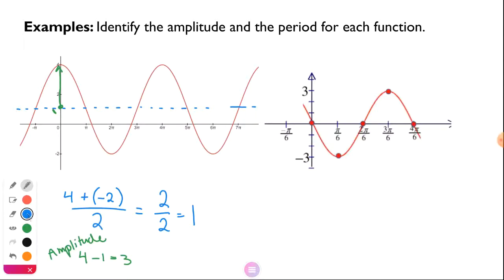The blue was the midline. And then I'll do in orange the period. So how long until it repeats? So we start at the top, and we're just going to track until it gets back up to the top. So from there all the way down and back up gives us 4 pi. So your period is 4 pi.